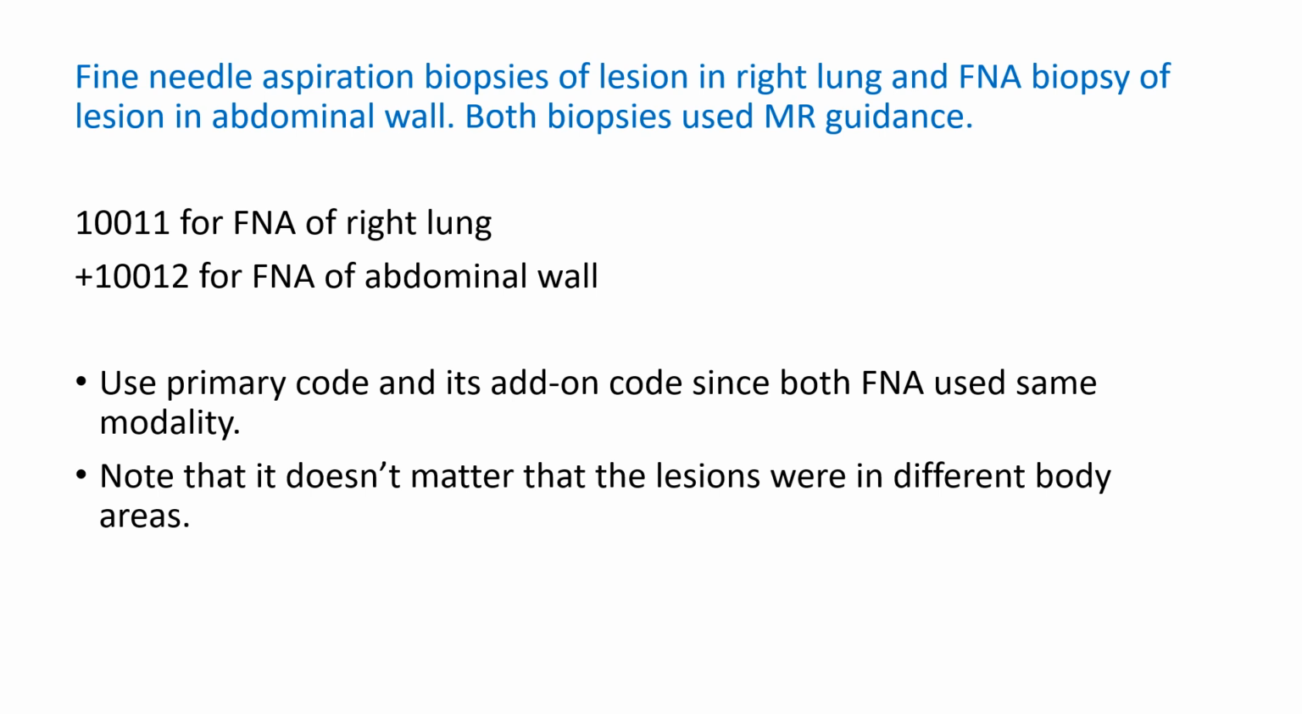So, fine needle aspiration biopsy of lesion in the right lung, the code is 10011, and the FNA biopsy of lesion in the abdominal wall, the code is plus 10012. So use the primary code and its add-on code since both FNAs use the same modality. Note that it doesn't matter that the lesions were in different body areas.